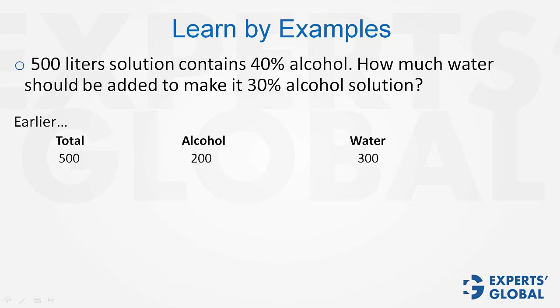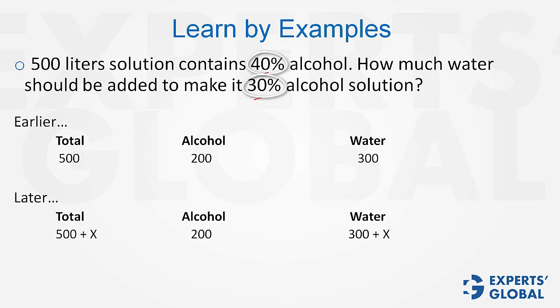So this time alcohol is not being added, water is being added, to reduce the concentration from 40% to 30%. We assume that X liters of water is added. So water will become 300 plus X. Alcohol will remain 200, and total will become 500 plus X. Now this part is 30%. So 200 divided by 500 plus X equals 0.3 or 30%.